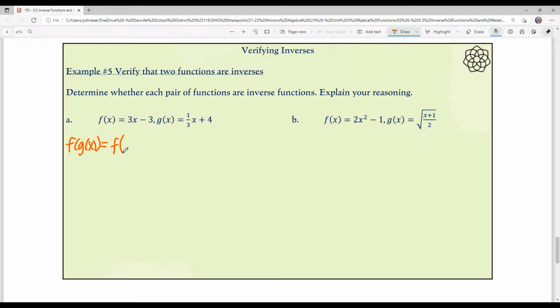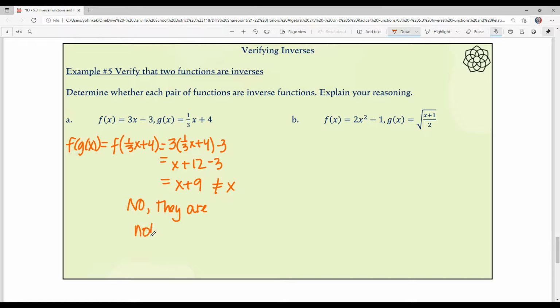So leave the f alone and replace g of x with 1/3 x plus 4. Then go to the f function and replace the x with 1/3 x plus 4. So 3 times 1/3 x plus 4 minus 3. So if we distribute the 3, we get x plus 12 minus 3. That's x plus 9. Well, that does not equal x. So no, they are not inverses. I don't even have to try the other composition because already right away, no, they're not.